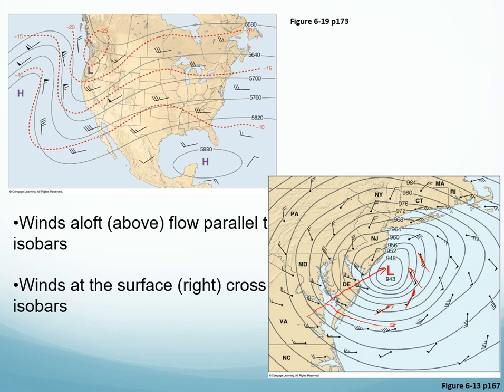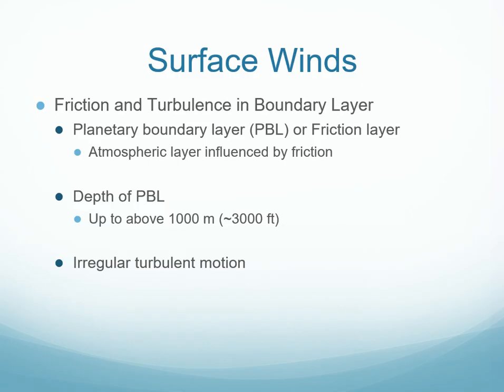The answer is the fourth force that we have not yet talked about. The fourth force is friction. The surface causes the winds to slow down, which causes the winds to turn even more inward towards the low pressure in this picture. First of all, how deep in the atmosphere can we account for friction?